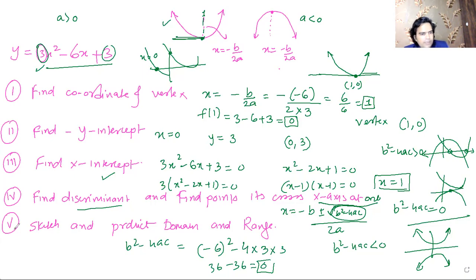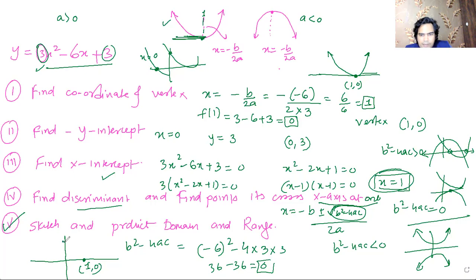Now the final part is to sketch the graph and predict the domain and range. With all the information that we have got, we have to sketch the final graph. So now I'm just going to draw the final graph out here. Number one is the vertex at 1, 0. Because the coefficient of x squared is positive, this is the minimum point, so the graph is not coming below the x-axis. And it has only one root, which is also at 1, 0.